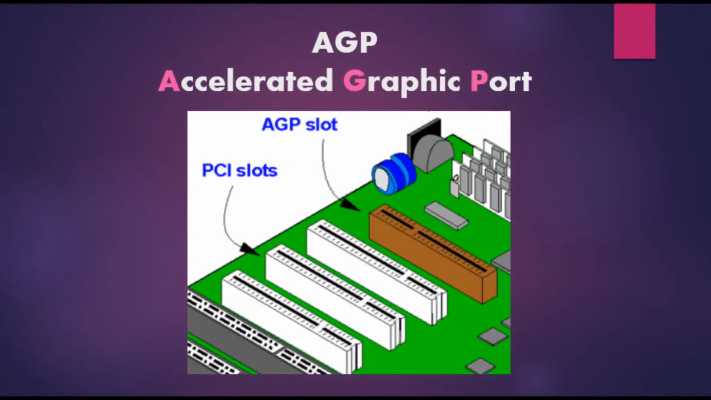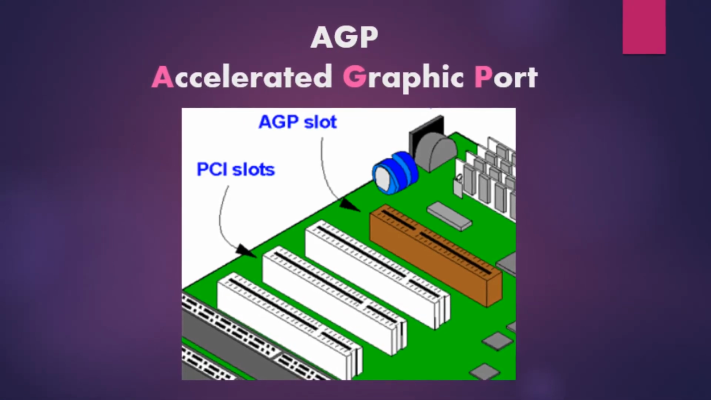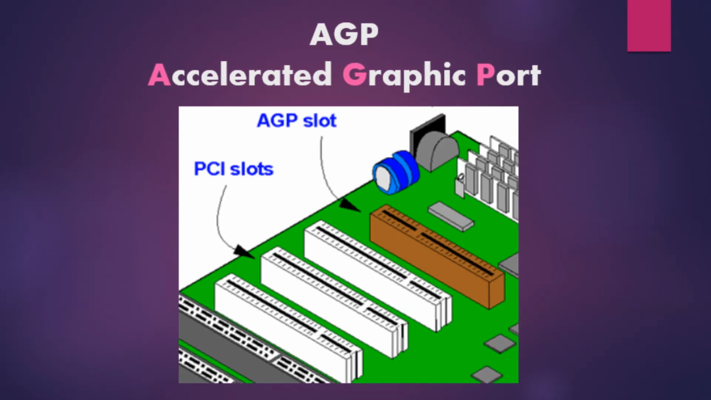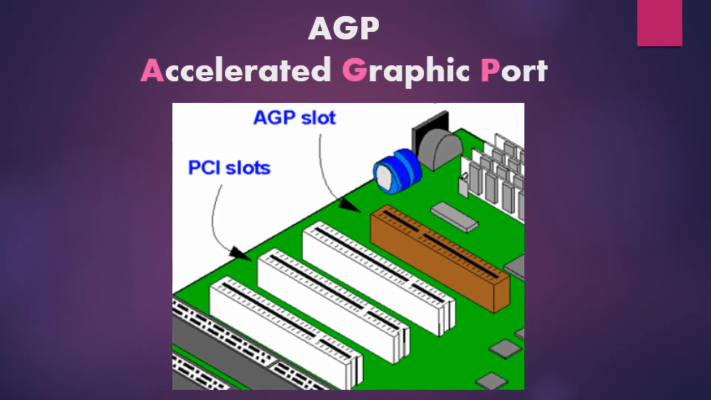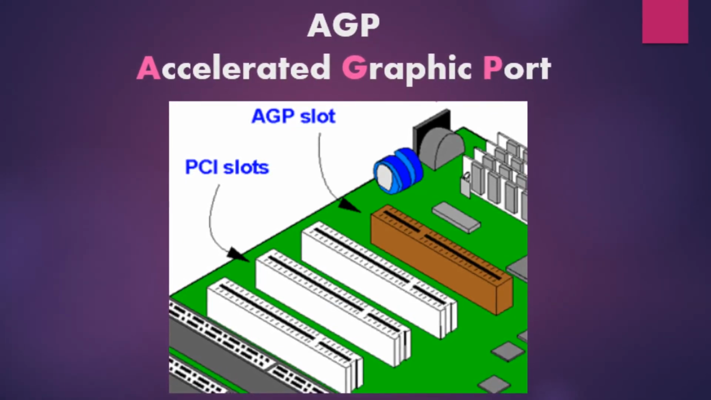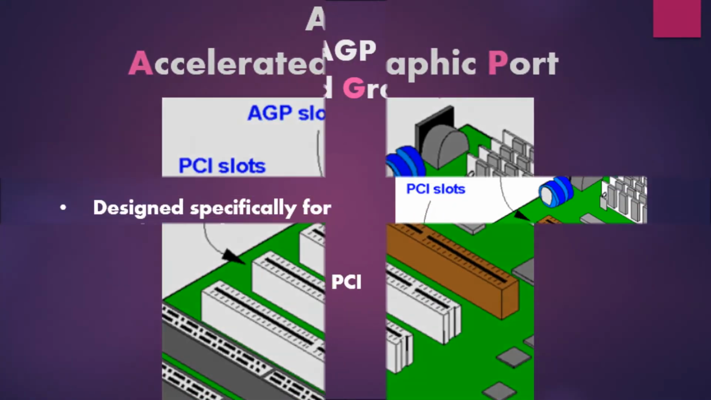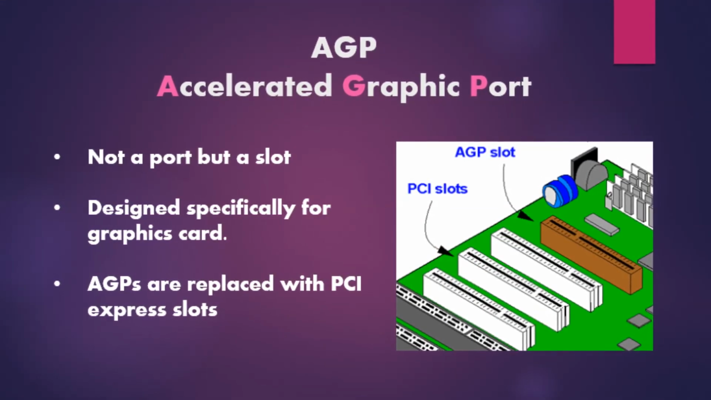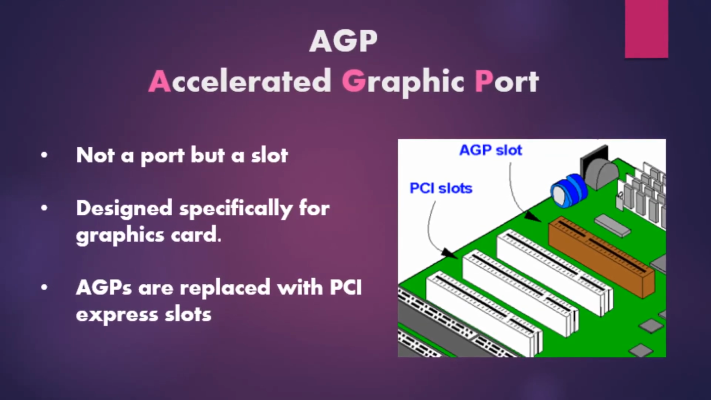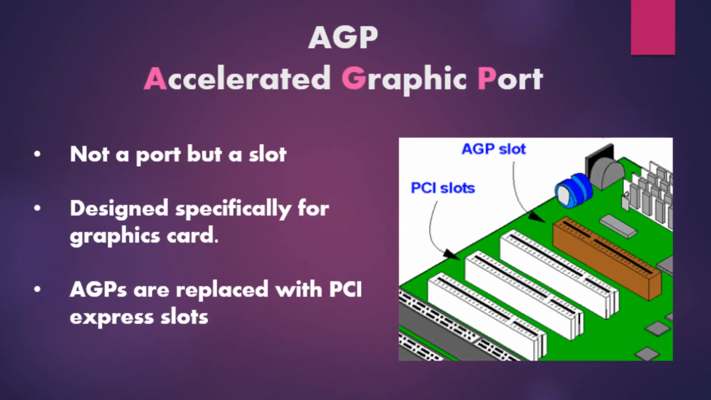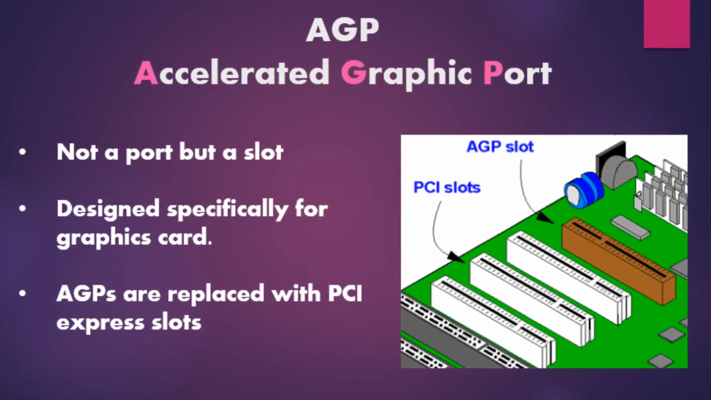The next one is the AGP slot. It stands for Accelerated Graphics Port. Now please note this point, though it has the word port, it is not a port but a slot. In the next videos to come, we will see ports in detail, so please don't give any space for confusion. It is an expansion slot designed specifically for graphics cards. Today, even AGPs are replaced with PCI Express slots.